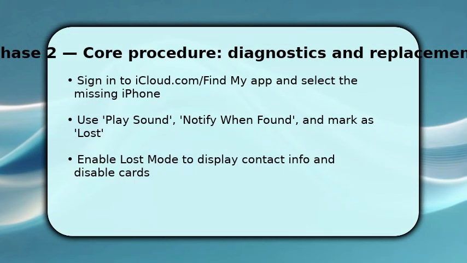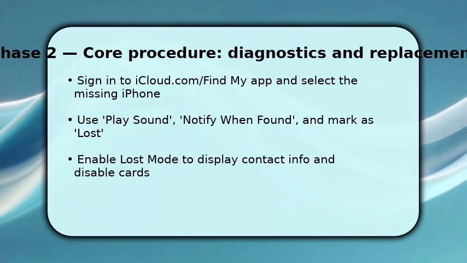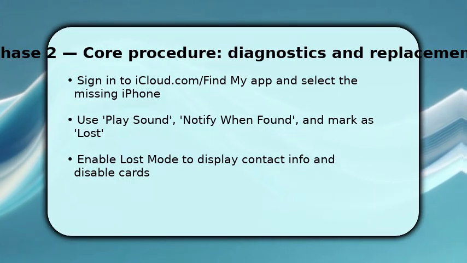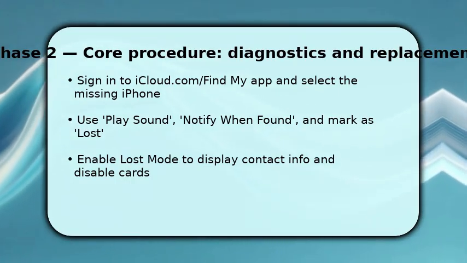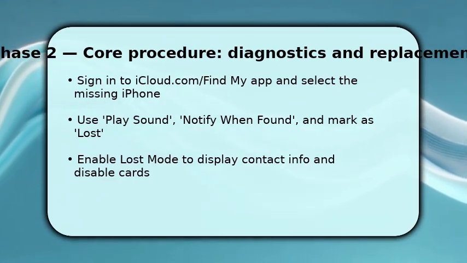Sign in, select the iPhone, and choose Play Sound. This helps if the phone briefly connects or is nearby. Next, enable Notify when found. This cues an alert the moment the device exits airplane mode or reconnects.